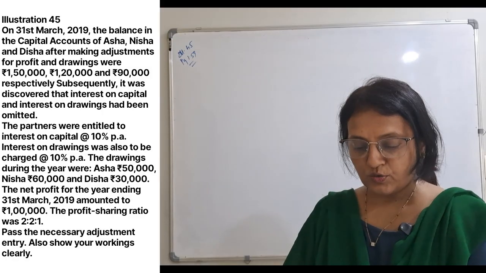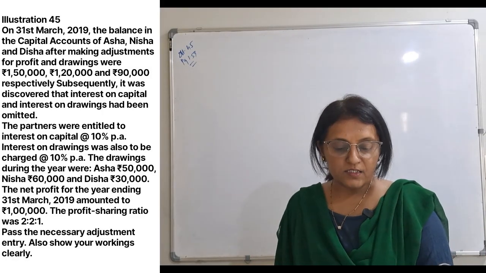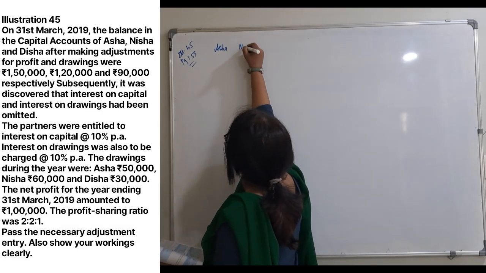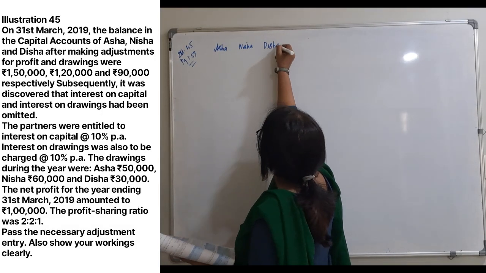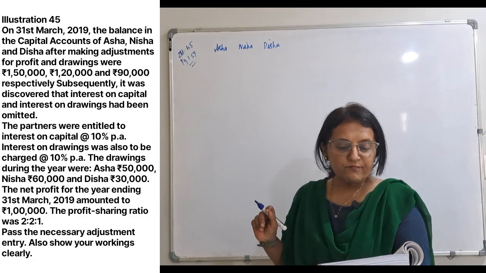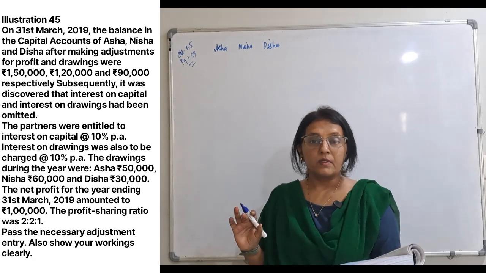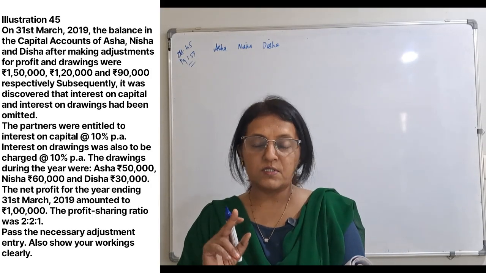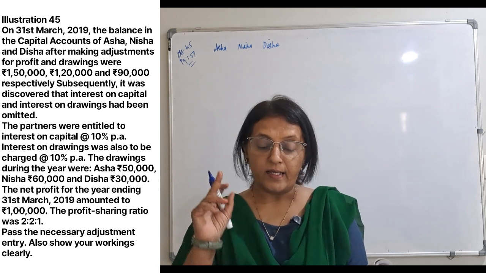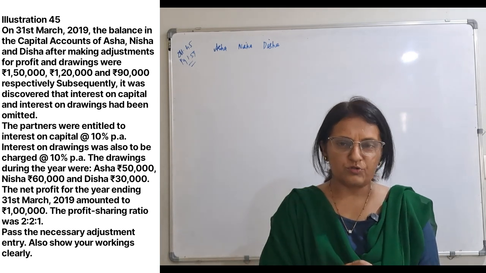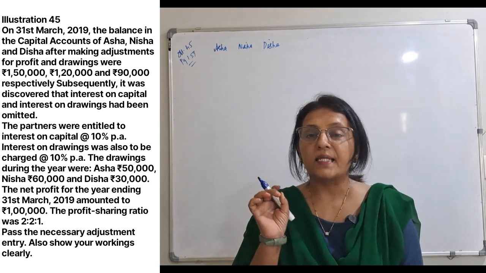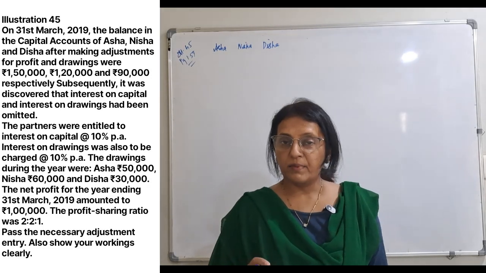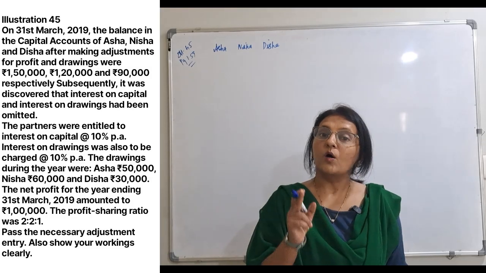On 31st March 2019, the capital balances of Asha, Nisha and Disha. The names are Asha, Nisha and Disha. These are the 3 partners. After making the adjustments for profit and drawings were 1,50,000, 1,20,000 and 90,000. Underline this if you have this question with you. Underline after making adjustments, which means this is clearly the closing capital. And remember, interest on capital is always given on the opening capital.